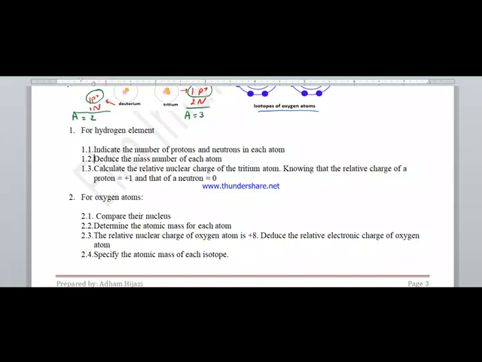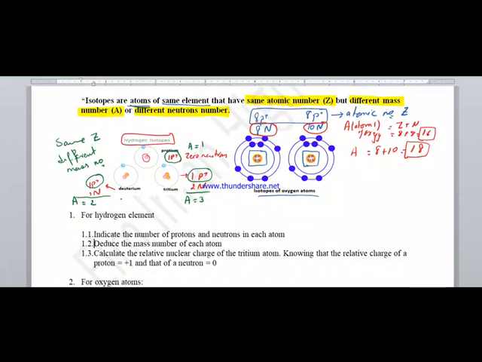for hydrogen atom, indicate the number of protons in each one, as we have explained before. The protium has 1 proton, deuterium has 1 proton, and the tritium has 1 proton. And the number of neutrons in each one. The first one has 0 neutrons, deuterium has 1 neutron, the tritium has 2 neutrons.